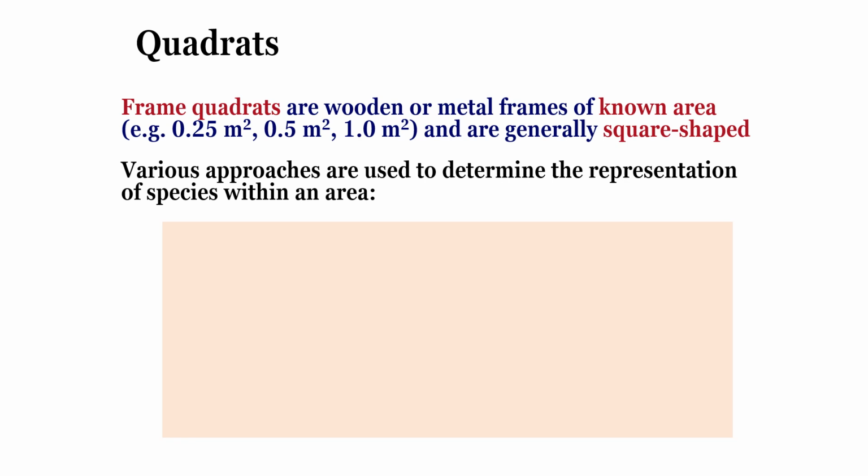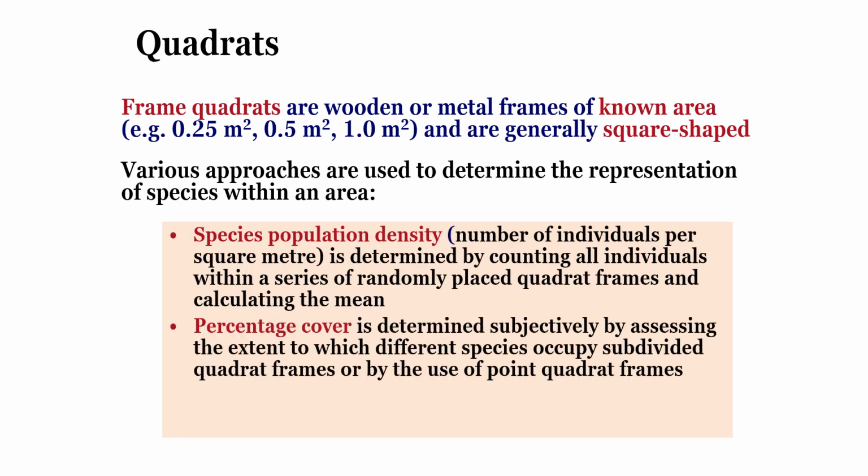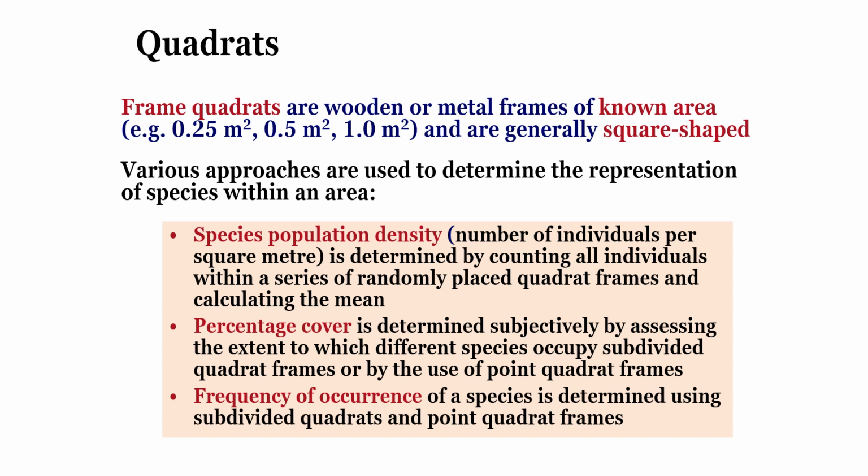So various approaches are used to determine representative species within an area, and these particular terms are used when we are collecting the data regarding a particular species, like species population density, the percentage cover, and the frequency of occurrence.